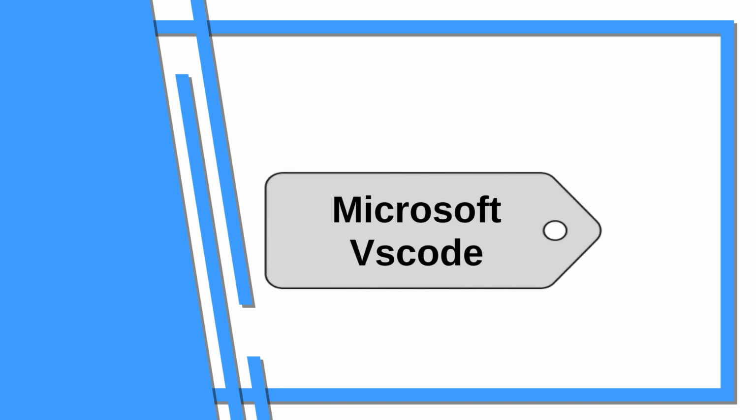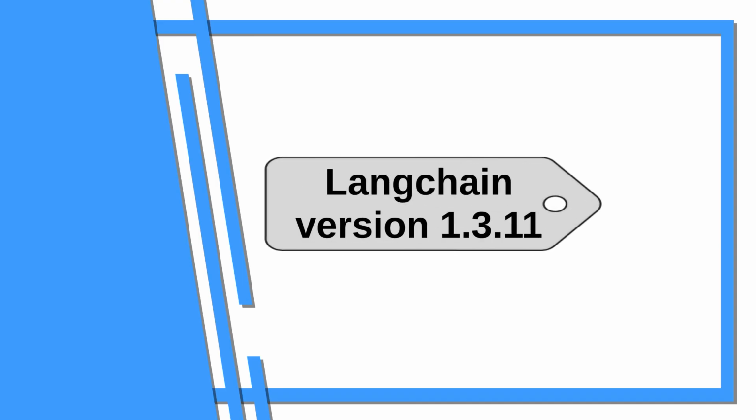The application that I'll be using for editing my code is Microsoft VS Code, and it's pretty simple to install on your computer. And the LangChain version that I'm going to use in this video is 1.3.11. So let's dive into the code.